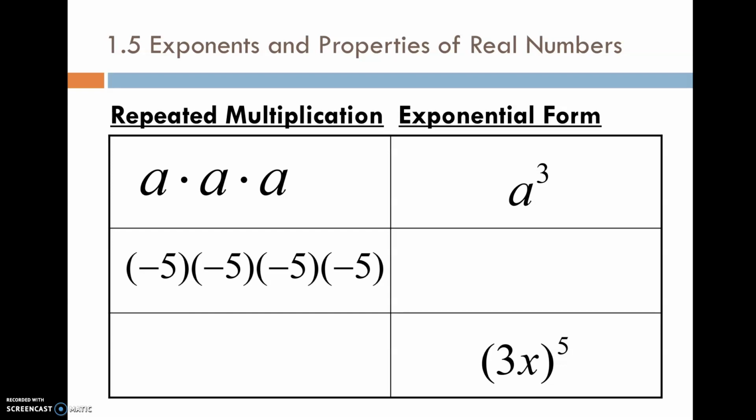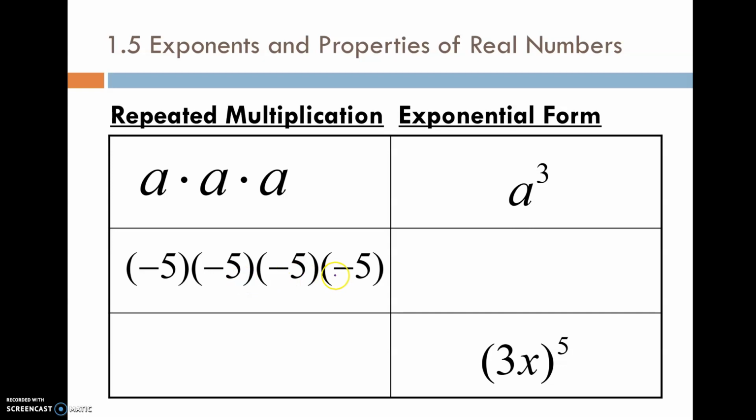Today we're going to talk about exponents and properties of real numbers, including some of the properties of addition and multiplication. First of all, exponents are how we write out repeated multiplication. So a multiplied 3 times becomes a to the third.